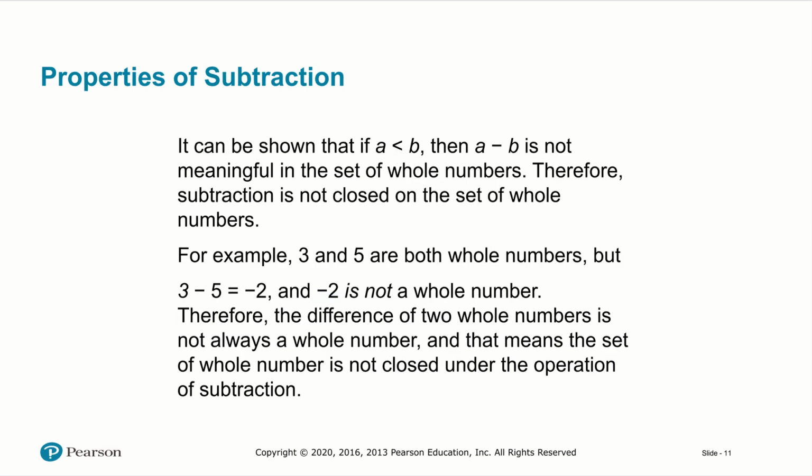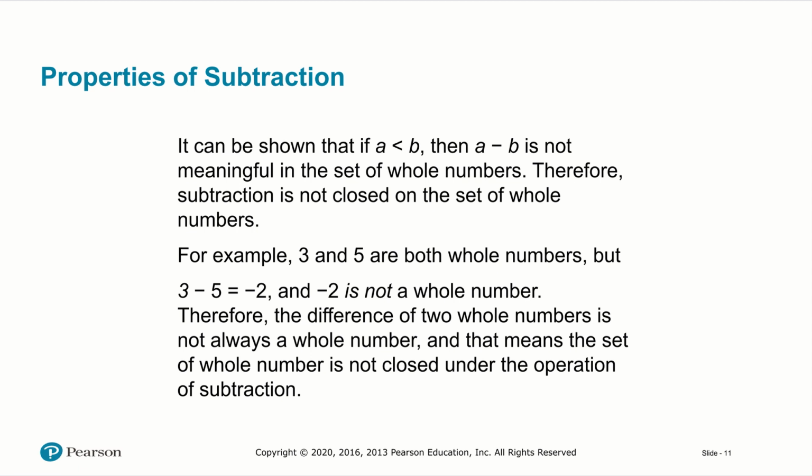Now, if you recall, when we had the operation of addition of whole numbers, that operation we found out is closed. In other words, not the operation itself, but the set of whole numbers is closed under that operation of addition, because anytime we have two whole numbers, the sum is also going to be a whole number. Now, it turns out the set of whole numbers is not closed under the operation of subtraction.